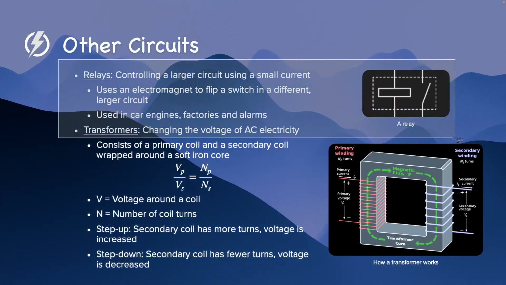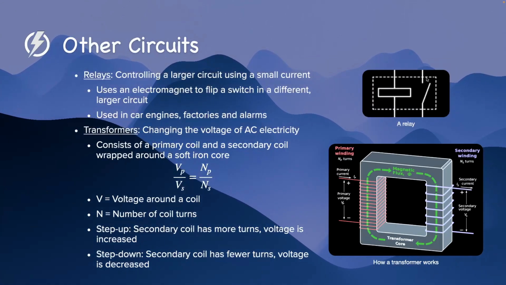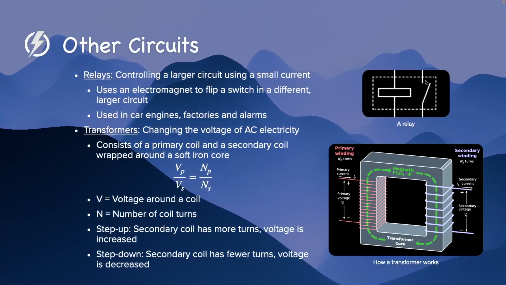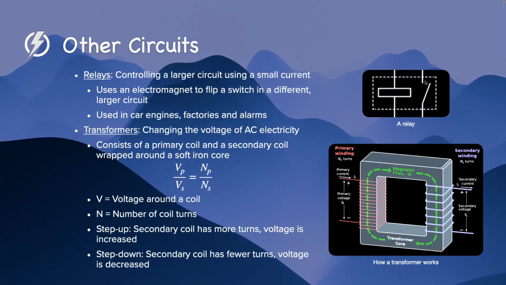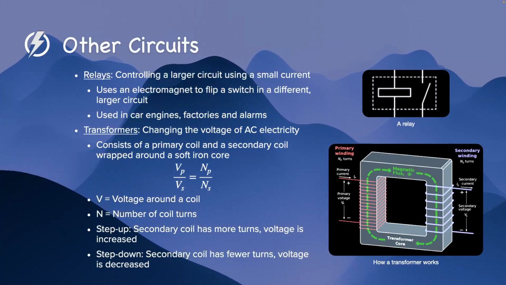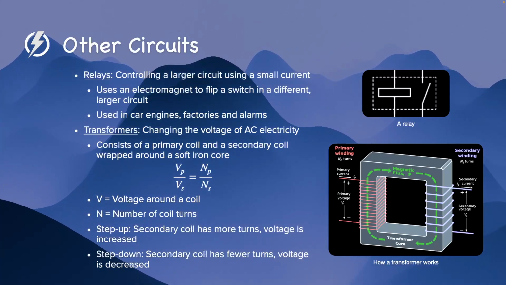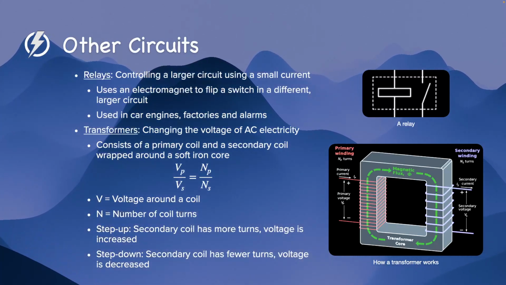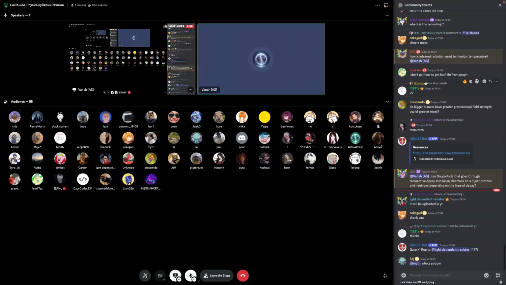Relays are used for triggering other parts of different circuits from a totally different circuit. So for example, when you have your car and you're moving your car key, that's when a relay is used to ignite the car engine using a spark. That's where a relay is used.